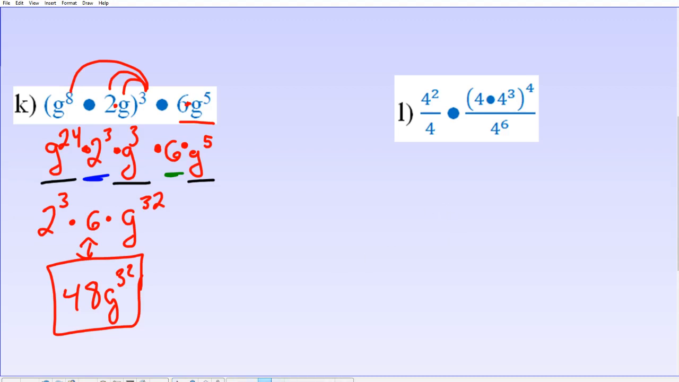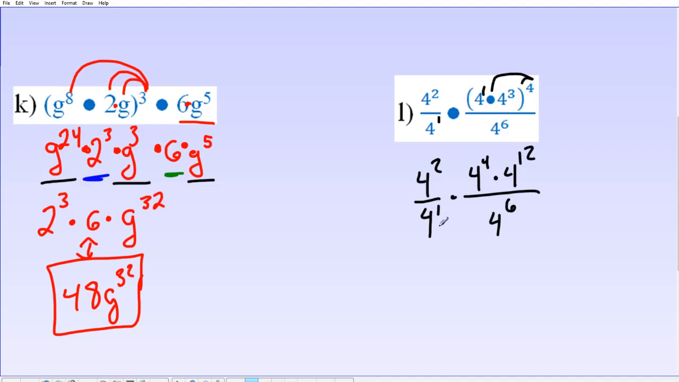So, letter L. Things I see, parentheses, distribute the exponents. I'm going to leave this first one alone for right now. I lied. Let me make sure I put down that he is 4 to the first power, and he is 4 to the first power. So this becomes 4 to the 4th power. I'm multiplying my exponents. And 4 to the 12th power. I'm multiplying my exponents. And down below is 4 to the 6th power.